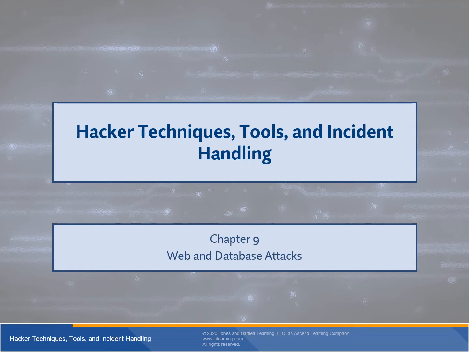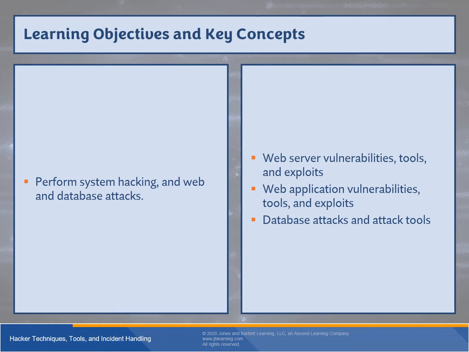Today we're talking about Chapter 9, Web and Database Attacks. So our main objective, we're going to talk about how to perform system hacking and web and database attacks. And our key concepts are going to be web server vulns, tools and exploits, as well as the application vulnerabilities, tools and exploits. So we're going to look at both sides, the hardware that hosts the material, as well as the application itself, and then database attacks and attack tools.